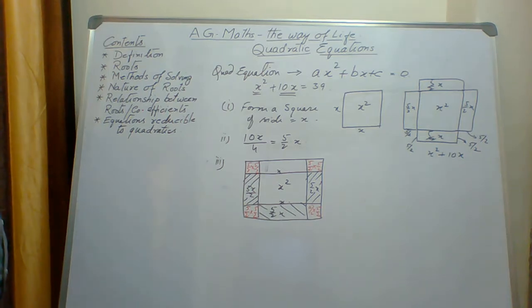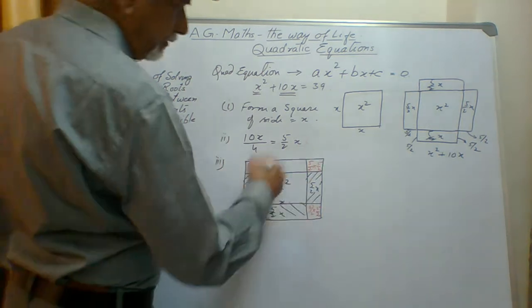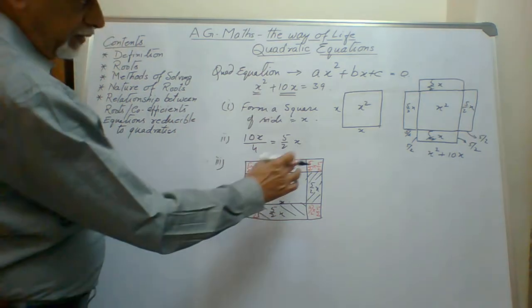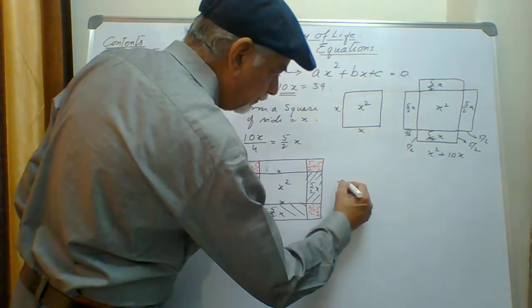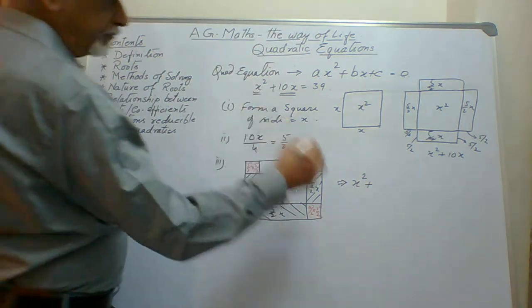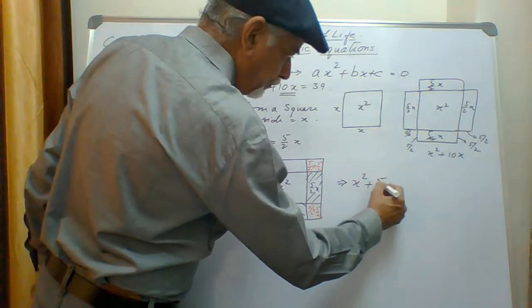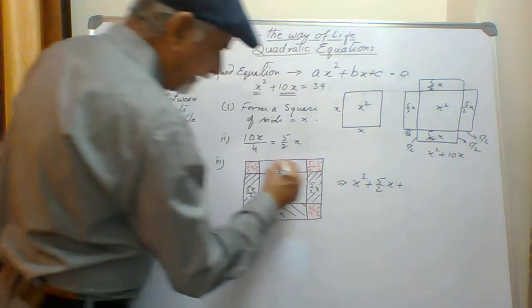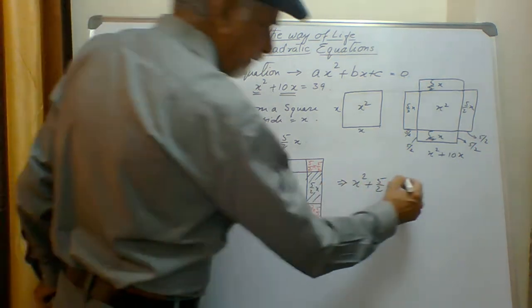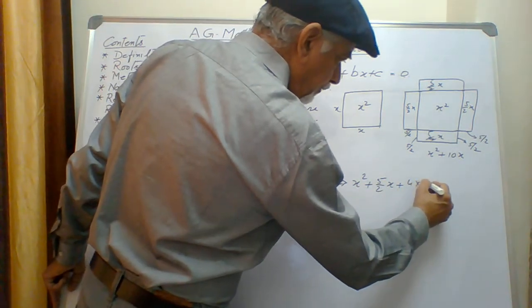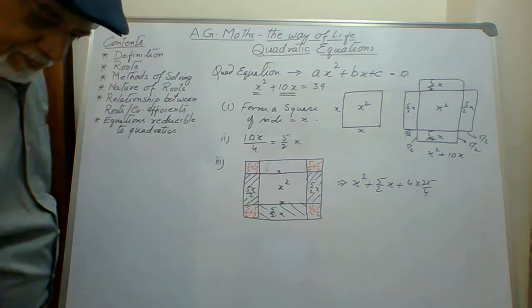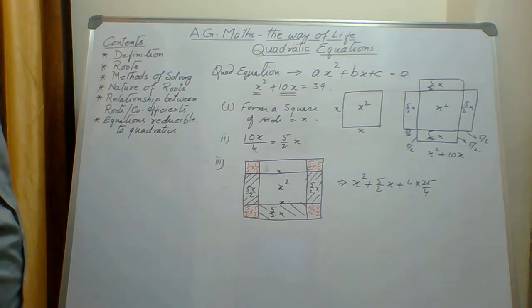Now we can say the outside area, this whole big square, has become x square. This is equal to x square in the center, then I have added 10x by 4, that is 5 by 2x, four times, and what I have also added at the 4 ends is 25 by 4, 4 times, that is 4 into 25 by 4. I hope you all understand this.